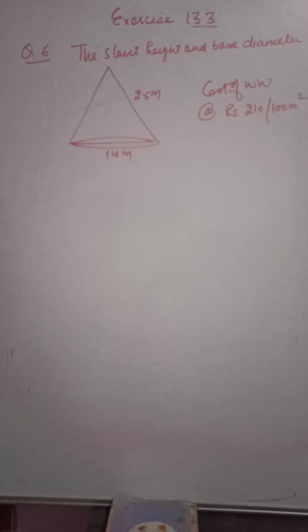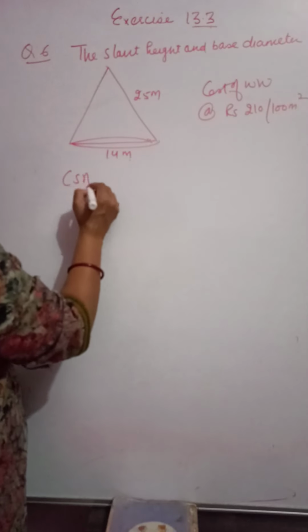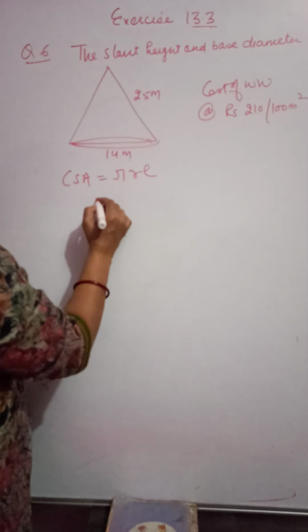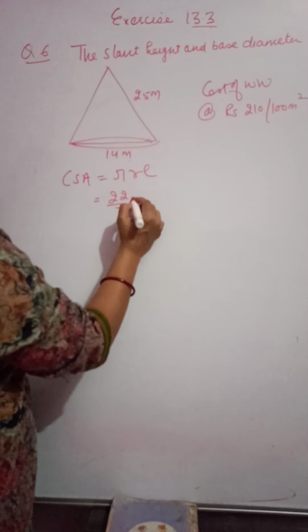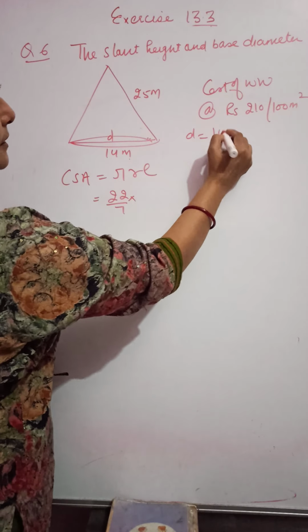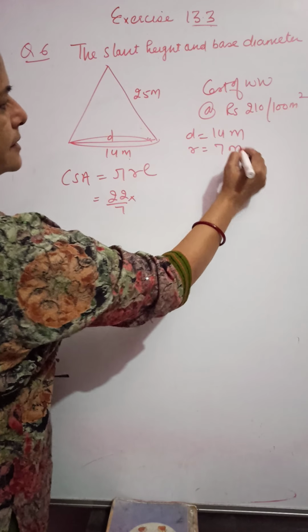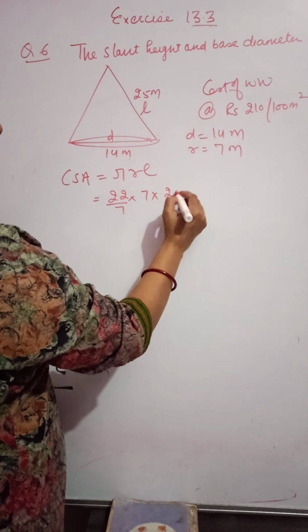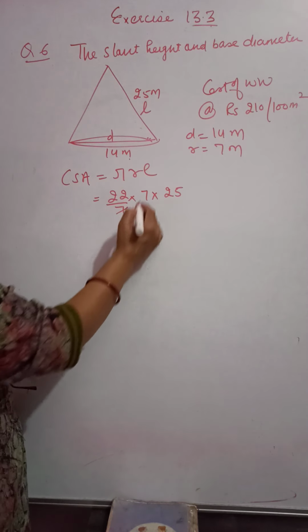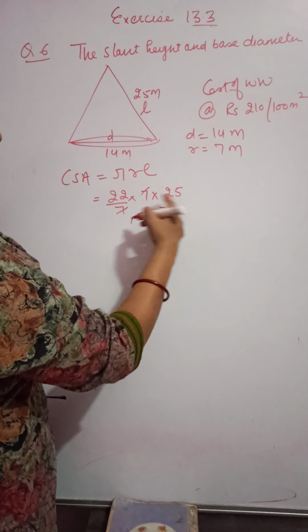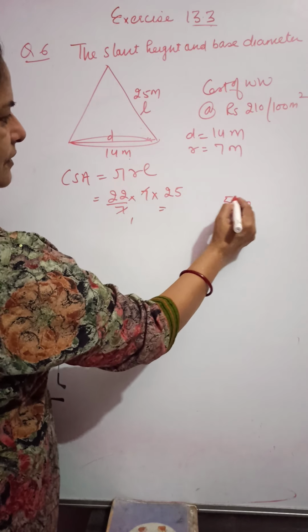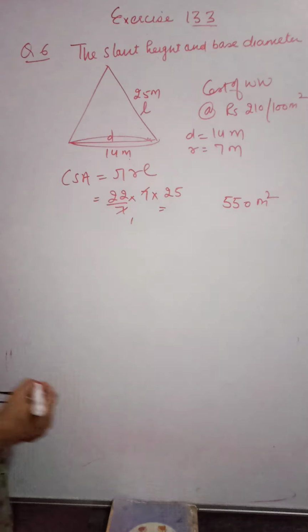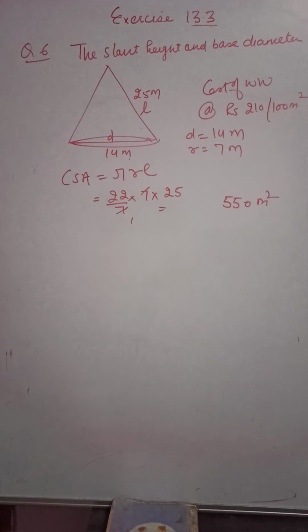Because this is again a conical tomb, we will be finding its curved surface area. What is curved surface area? It is again pi r L. Pi is 22/7. Diameter is 14, so radius will be 7. R is 7 and L is 25. 7 cuts 7, so it comes out to be 550 meter square.